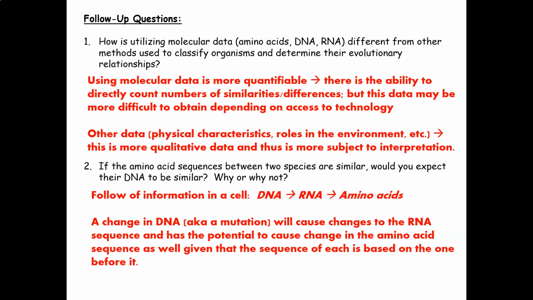There is a connection between your DNA sets of instructions, the sequence of your DNA in your nucleus, to the amino acids, the proteins that we build, because that information is all related to each other. So if I find a difference in any one of those sequences, that does mean that there is likely a corresponding change to the other pieces of sequential information. So if I have a mutation that occurs in my DNA, it's going to cause changes to that RNA sequence and has the potential to cause changes to that amino acid sequence as well.